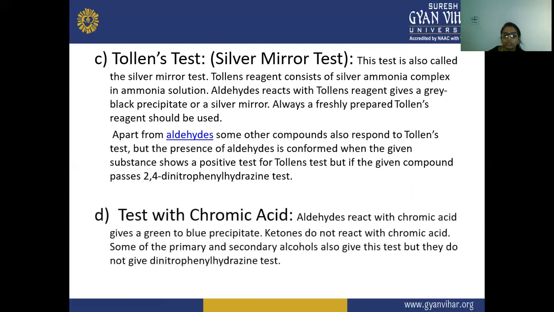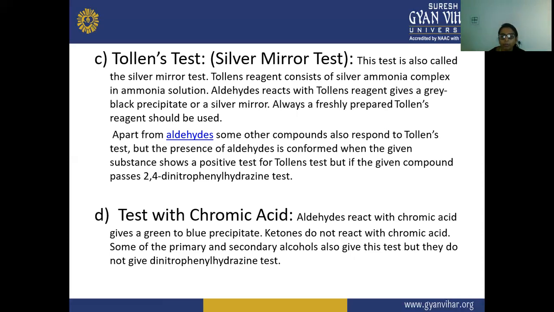Next is the Tollens test. The Tollens test is also known as the silver mirror test. In the Tollens test, or silver mirror test, the Tollens reagent consists of a silver ammonia complex in ammonia solution.